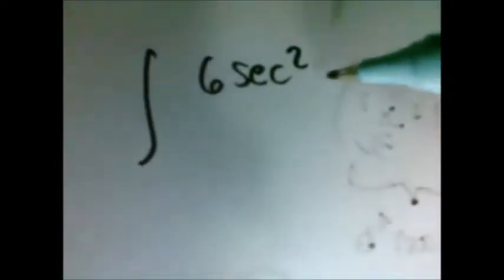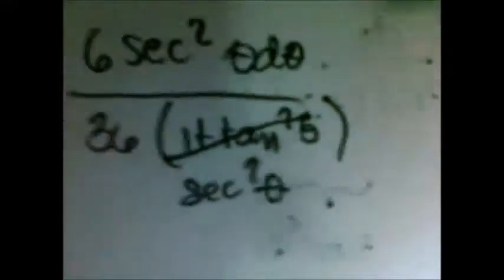Following the operation, that would leave our integral to be 6 secant squared theta d theta over 36 divided by 1 plus tangent squared theta, which can also be equated to secant squared theta. Cancelling both of these will leave us with 1 over 6 d theta.